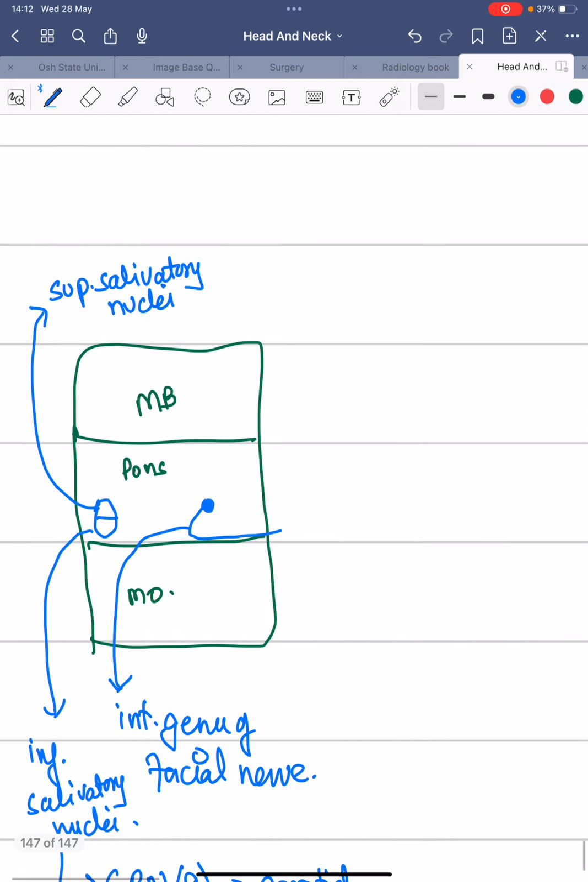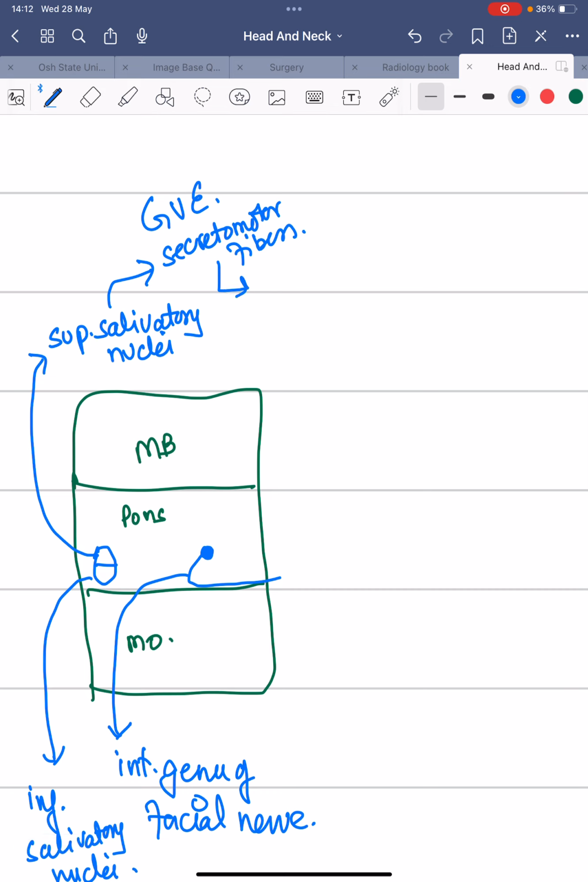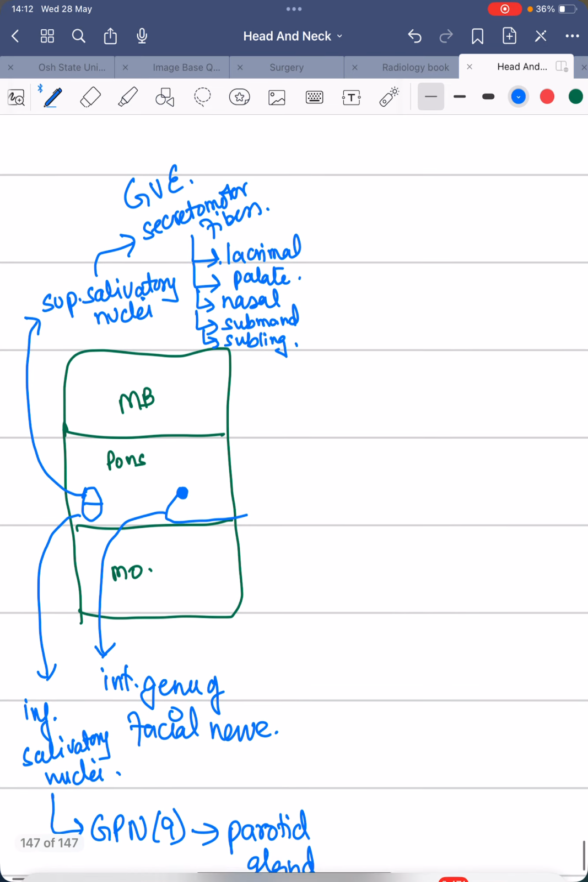Through superior salivatory nuclei, it is giving the secretomotor fibers, that are your GVE. Okay, these fibers it is going to give to the lacrimal gland, to the palate glands, nasal glands, submandibular glands, and your sublingual gland. Okay, so all the glands through this superior salivatory nuclei, which I am highlighting in blue color.